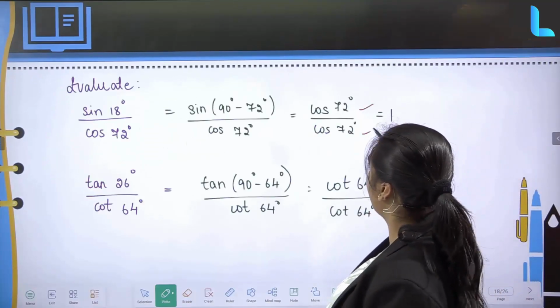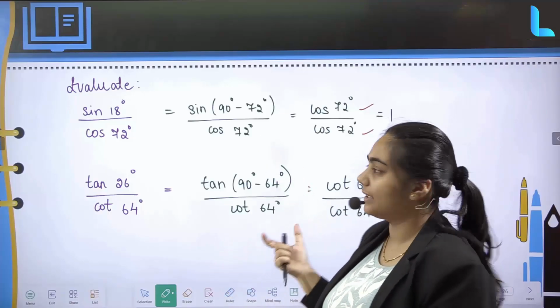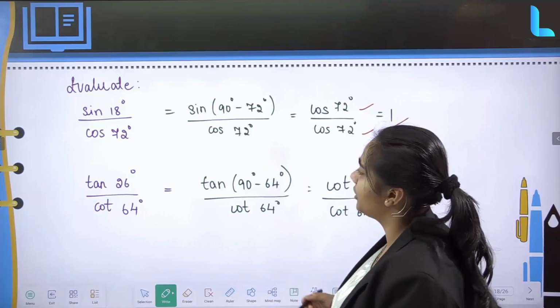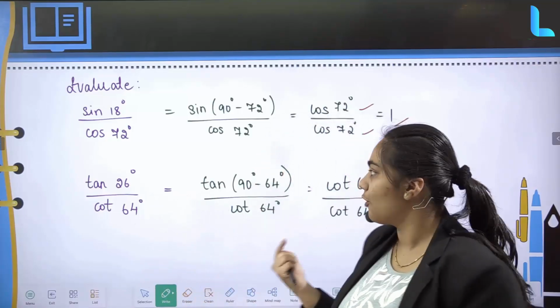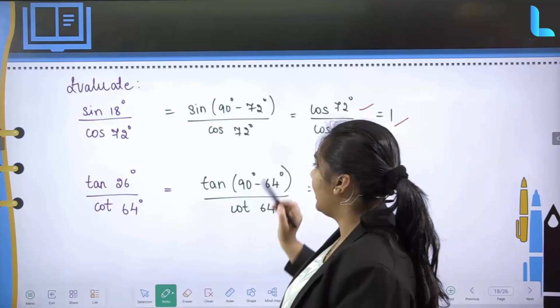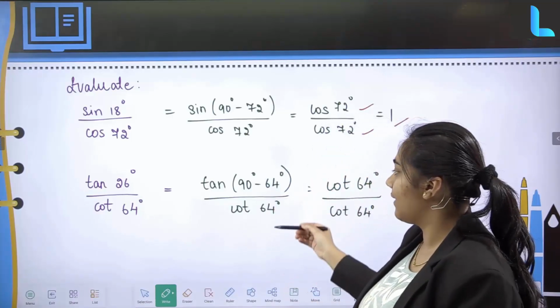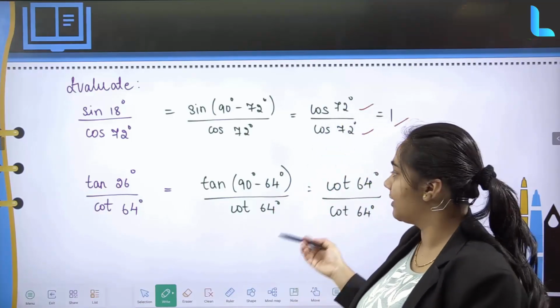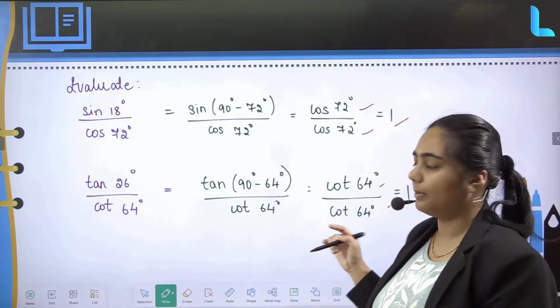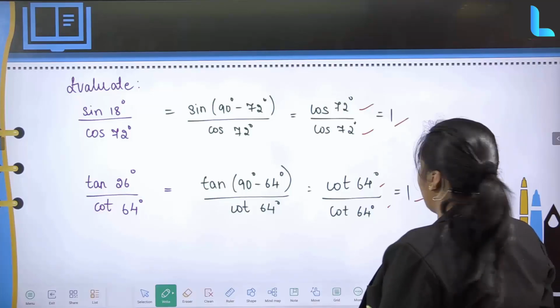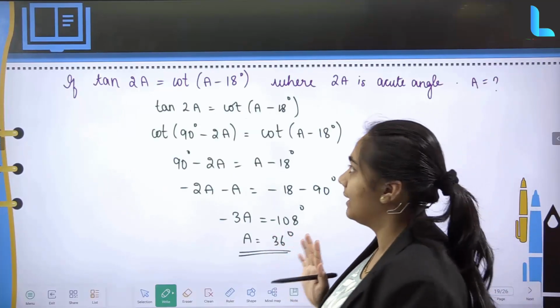So cos 72 degree, and since I have kept my denominator same, if I just cancel both, it is going to be equal to 1. Similarly, tan can be written in terms of cot. See, tan (90 minus 64) degree, wherein even the denominator I have cot 64 degree. So even over here also, both numerator and denominator are going to be equal, and it is equal to 1 is what I'll be getting.